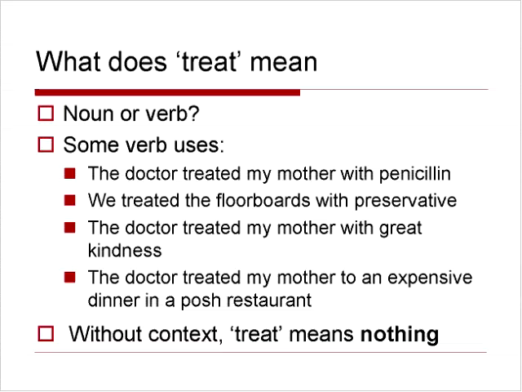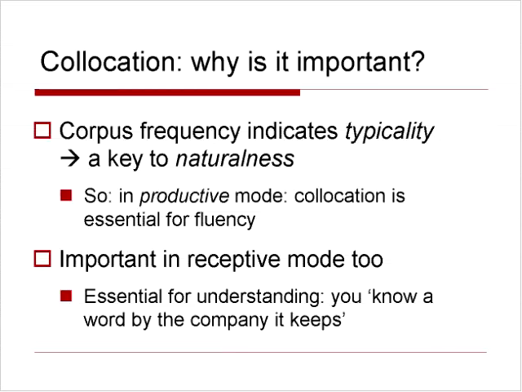In the last case, there's a particular grammatical pattern that you treat somebody to something rather than with something, and it just means something different. You change the to with, and you change the meaning. So the point I'm making is that without context, actually treat doesn't mean anything. And the more common a word is, the more meanings it has, and in a way, the less it means anything at all until you know what the context is. And a very big part of the context, I'm coming on to my final bit now, is collocation.